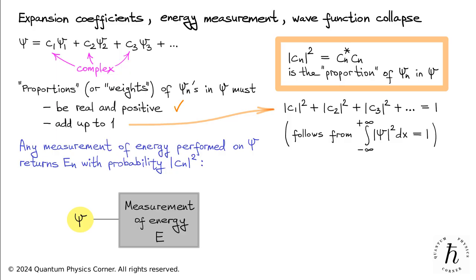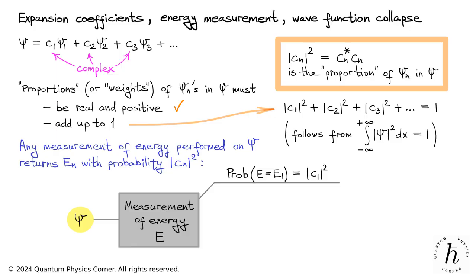One such possibility is that the device will display the system's energy as E sub 1, which corresponds to the energy of the stationary state psi sub 1. The probability of this outcome is given by the squared modulus of the corresponding expansion coefficient, C sub 1. Another crucial aspect of quantum measurements is that the state of the system immediately after the measurement is not the same as the superposition state psi before the measurement. The measurement process inevitably alters the system's state.